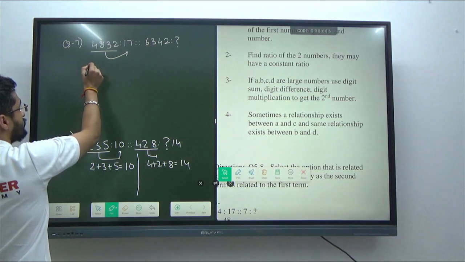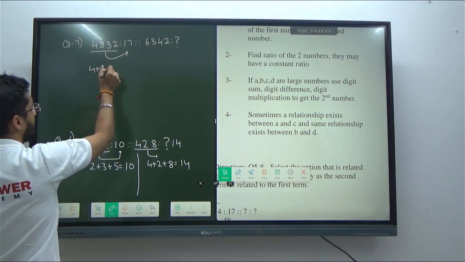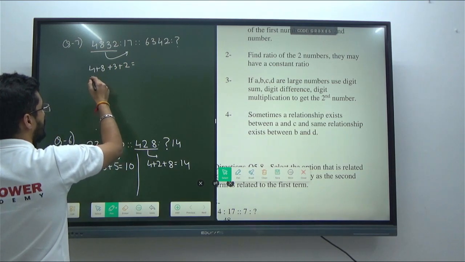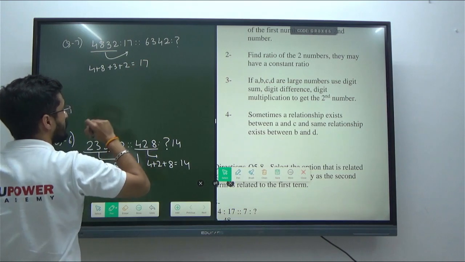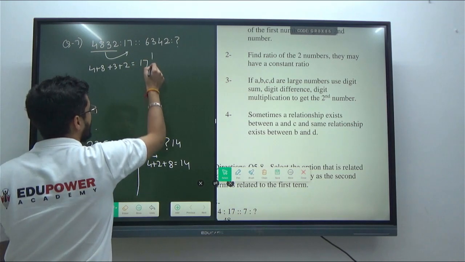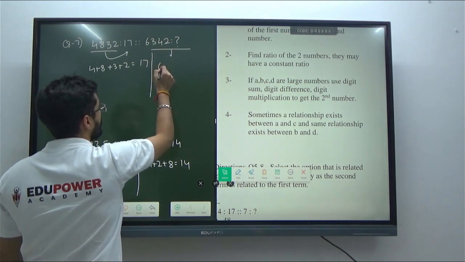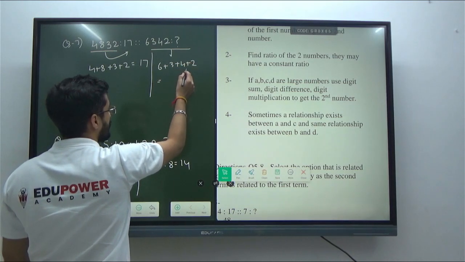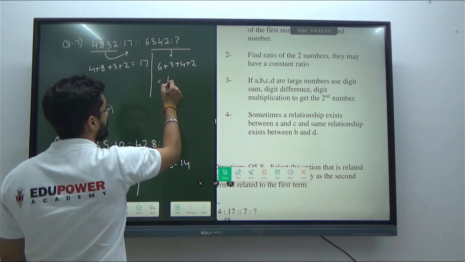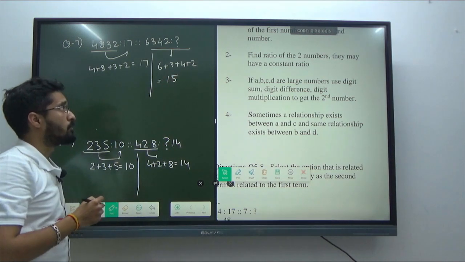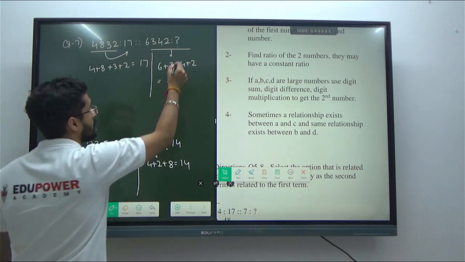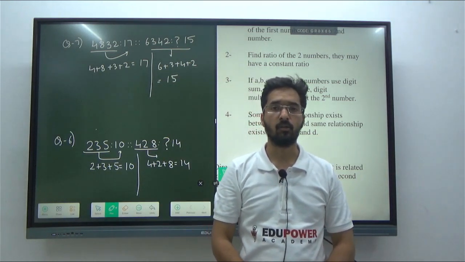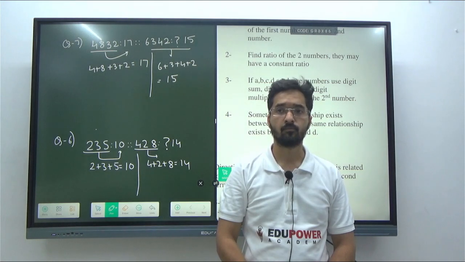If we take the digit sum, what will come? 4 + 8 + 3 + 2. What will our sum be? 8 + 4 is 12, + 3 is 15, + 2 is 17. Likewise, what should we do here? 6342: 6 + 3 + 4 + 2 = 6 + 3 is 9, + 4 is 13, + 2 is 15. So the answer here comes out to be 15. What we are doing here is we are simply taking the digit sum, right?